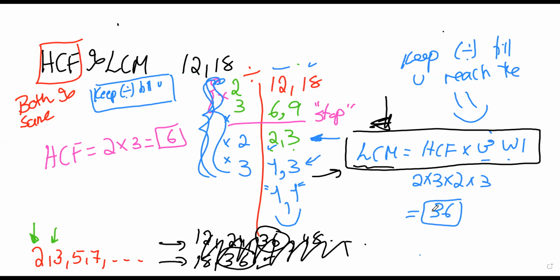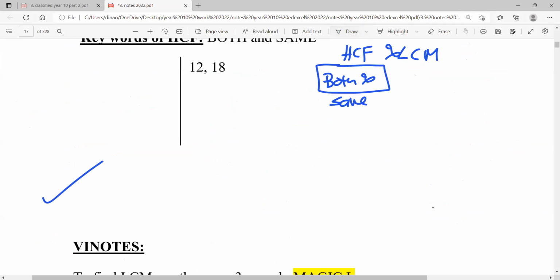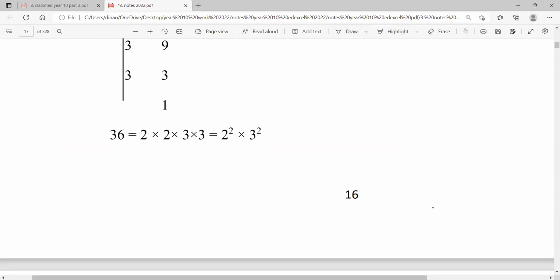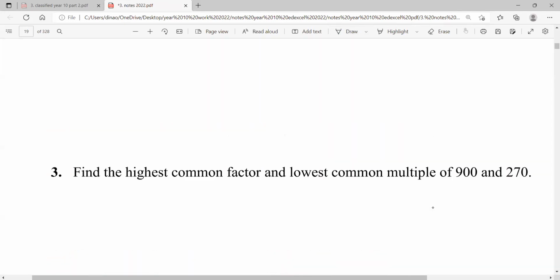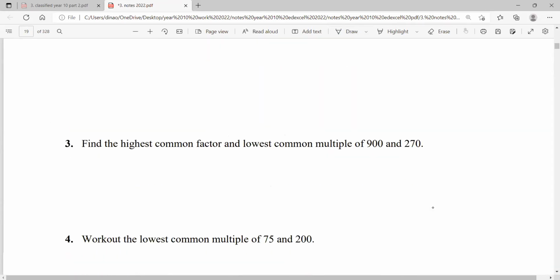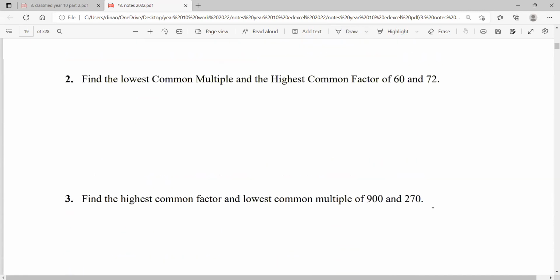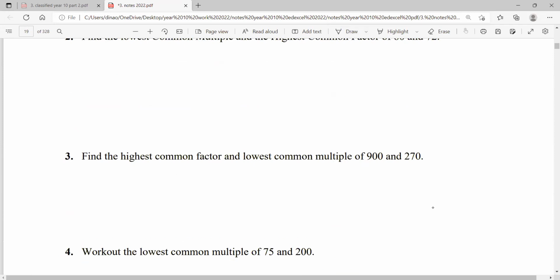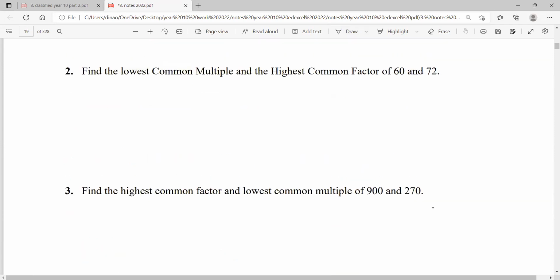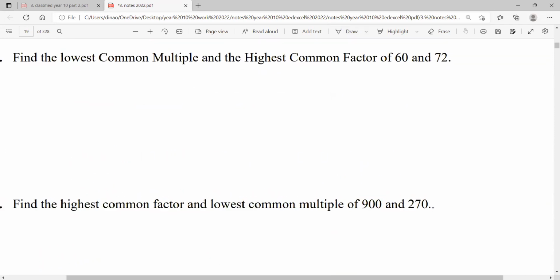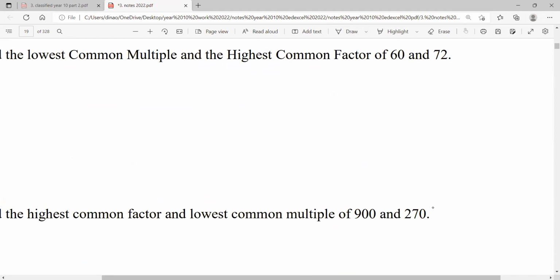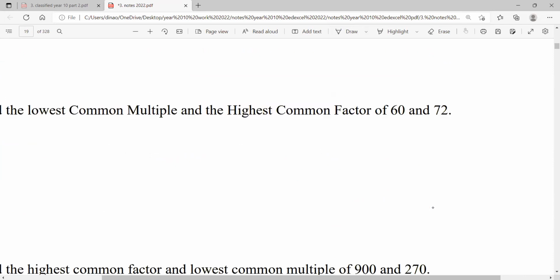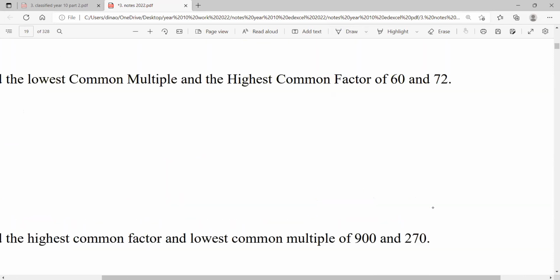Let's go back to the notes. This is the example that we just did. Let's move on to the notes. This page over here. We'll do question number 2 and 3 and then the rest will be homework. We'll do question 2 and question number 3. We'll practice again how to find the HCF and LCM.